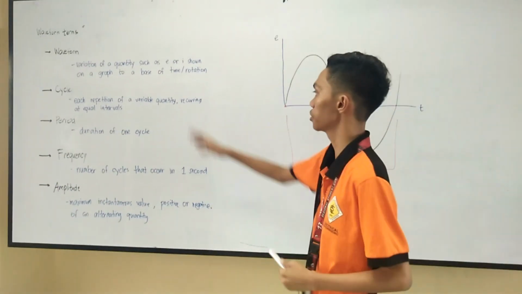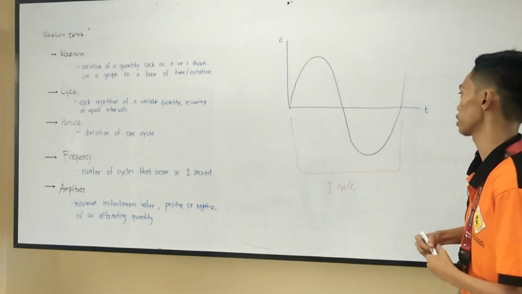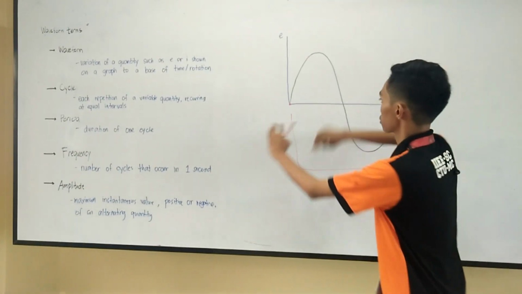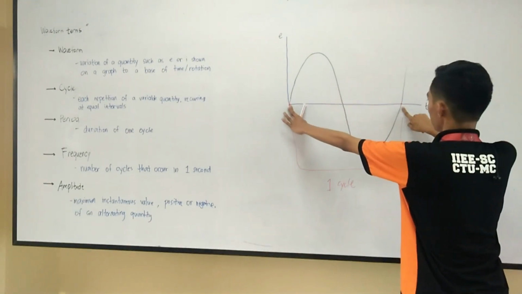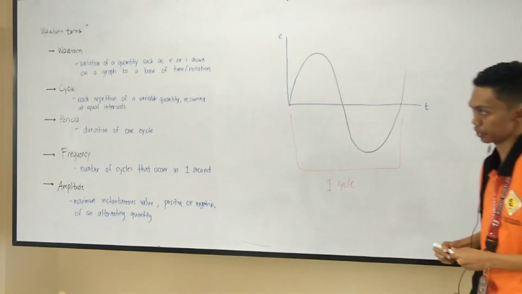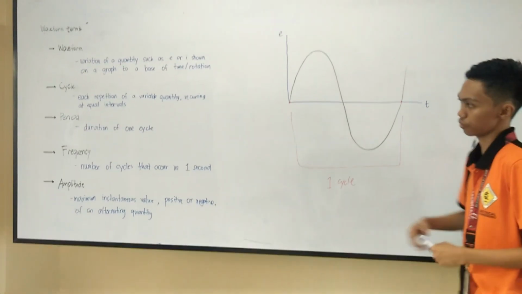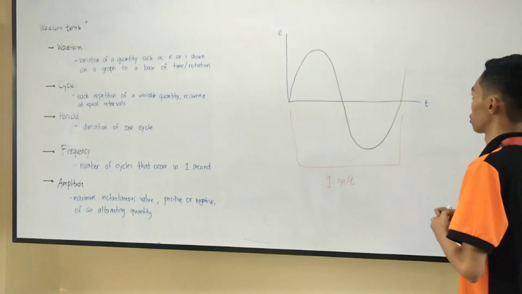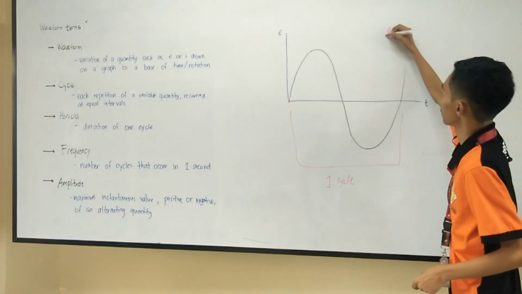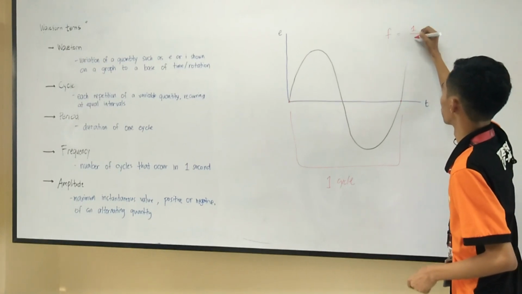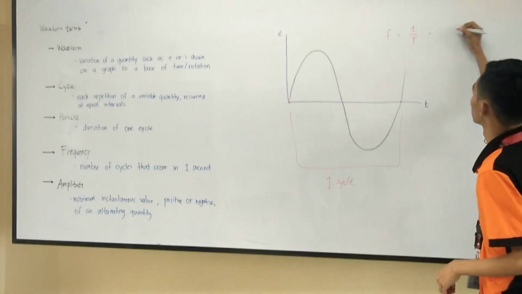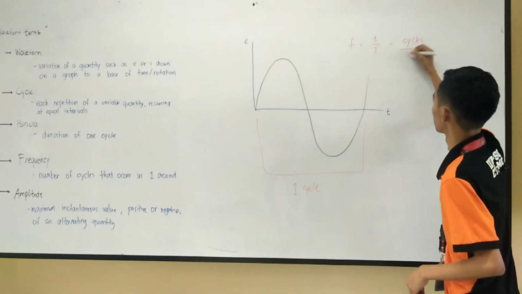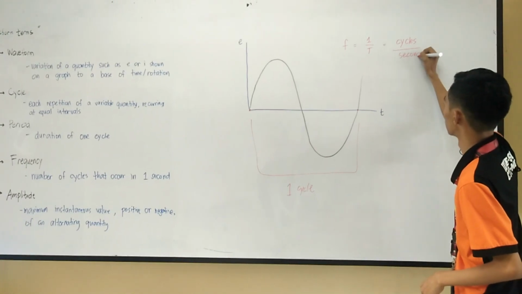Now, for the period, the period is the duration of one cycle, so its unit is in seconds. So the time the signal started from here and then ended here is called the period or the time period of a cycle. Next is the frequency. The frequency is the number of cycles that occur in 1 second. So we can say that frequency is equal to 1 over T, which means that its unit is in cycles per second.